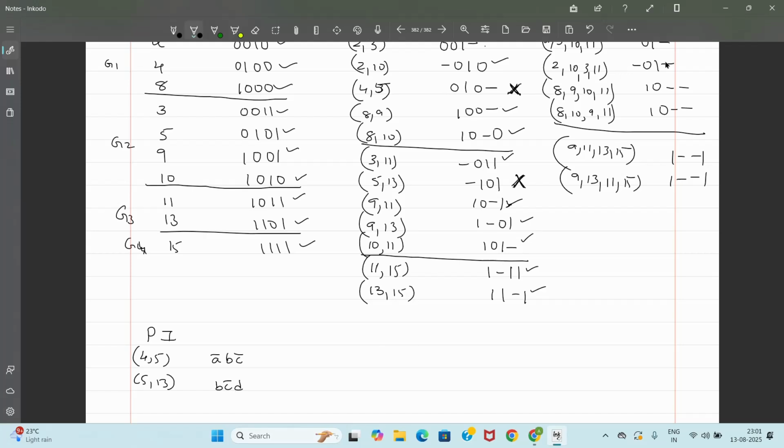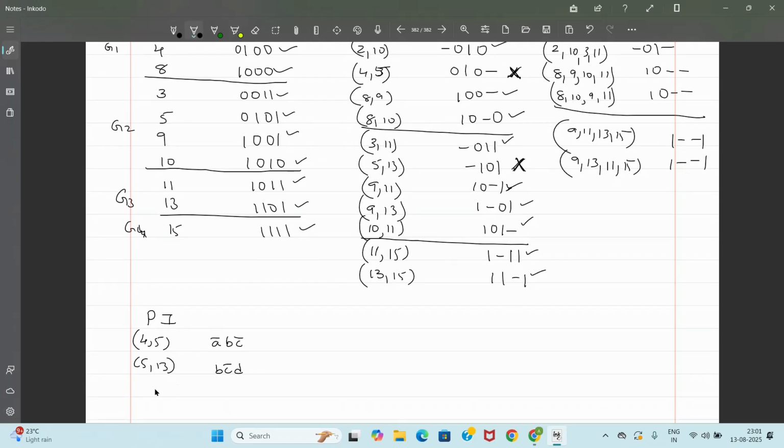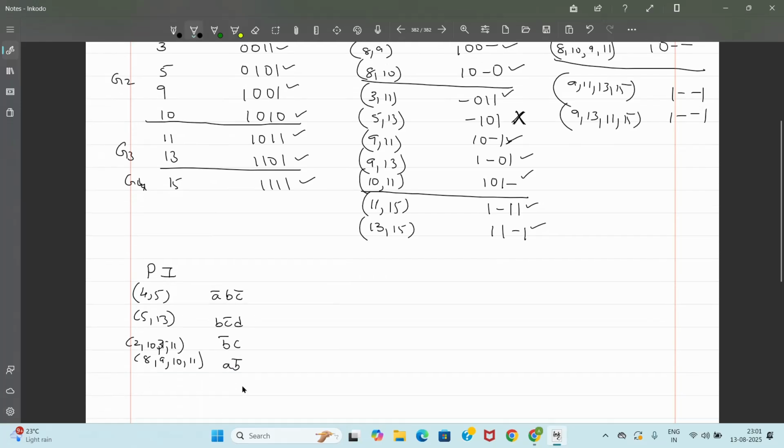Second column is done. Now coming to the third column, these two are single numbers, these two are similar numbers, and these two are similar numbers. You have total 3. So you can take 1, 1, 1 from this. 2, 10, 3, 11, which will be B bar C. Then you have 8, 9, 10, 11, which will be A, B bar. And the last one will be 9, 11, 13, 15, which is A, D. Okay. So now you have listed all the unused minterms in the second table.